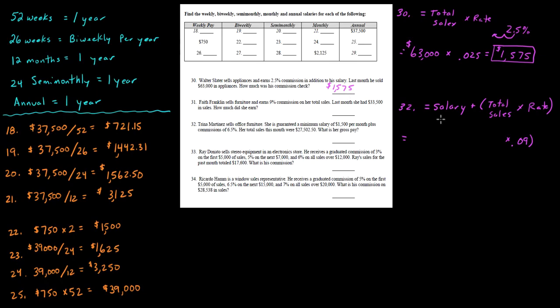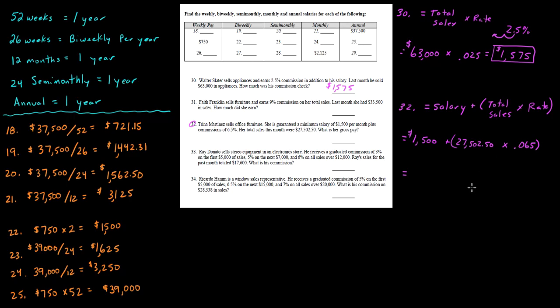And the total sales are, oops, I'm sorry, that is not correct. I'm looking at the wrong one. So let's look at 32 here. The commission rate here is 6.5%, written as a decimal is 0.065. And the total sales here are $27,502.50. And then I need the salary still. The salary in this one is $1,500. So I need to multiply these together because order of operations tells me I do the parentheses first.